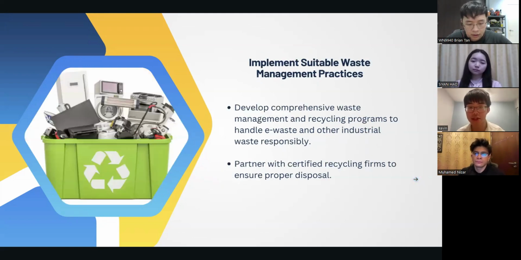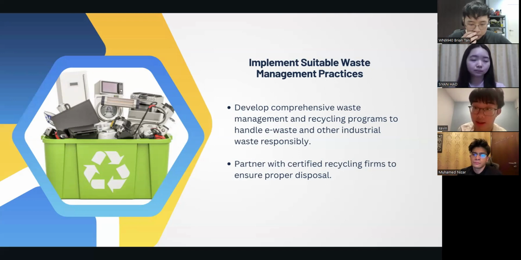To address that issue, we should try to implement suitable waste management practices. We could develop comprehensive waste management and recycling programs to handle e-waste and other industrial waste responsibly, like not just dumping them in a landfill. We could also partner with certified recycling firms to ensure proper disposal.